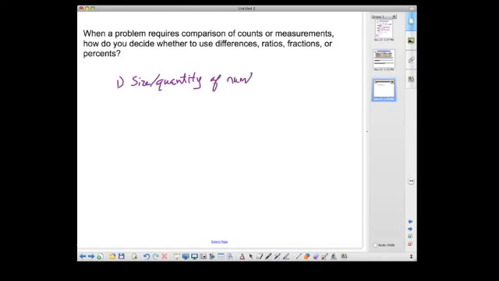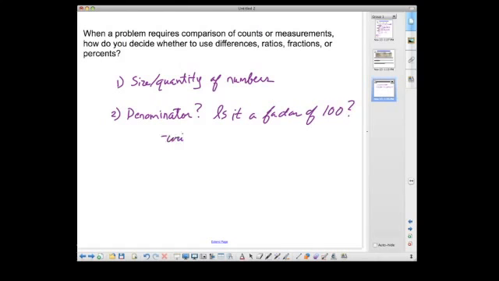The second instance you want to look at is what is the denominator? The denominator is going to tell you a lot. So if you can write the ratio in terms of a fraction, the denominator is going to tell you a lot, because if the denominator is a factor of 100, so is it a factor of 100? Meaning, does it go into 100 evenly? If it is, then you can easily write the ratio as a percent.